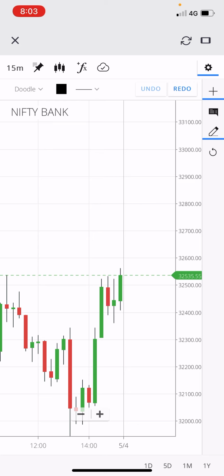If the market opens gap up around 32,800, then definitely I will short the market. Let the market touch 32,600 and I will exit my position. But if it opens gap down, then I will just wait and watch. Let the market form a structure either up or down, then I will decide.